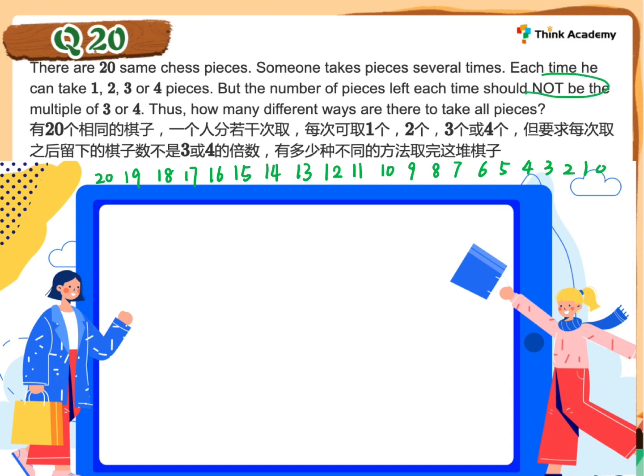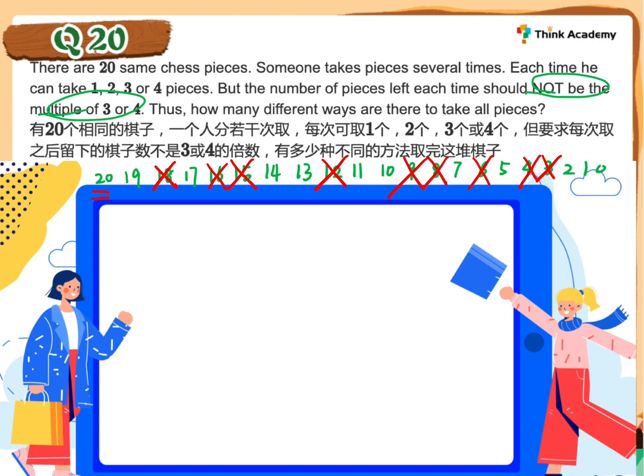Okay, so pay attention to this question. Each time, the left pieces cannot be a multiple of 3 or 4. So I think the first step, you need to drop the numbers which are multiples of 3 and 4, right? And 20 actually is a multiple of 4, but it's the start point, so you can keep it. And 19 not. 18 is a multiple of 3, so drop it. And 16, drop it. And then 15, a multiple of 3, drop it. 12, multiple of 3 and 4, drop it. And then 9, multiple of 3, and 8, multiple of 4, and then 6, multiple of 3, and then 4, and then 3. Okay, so the rest are the pieces counts you can get, right?